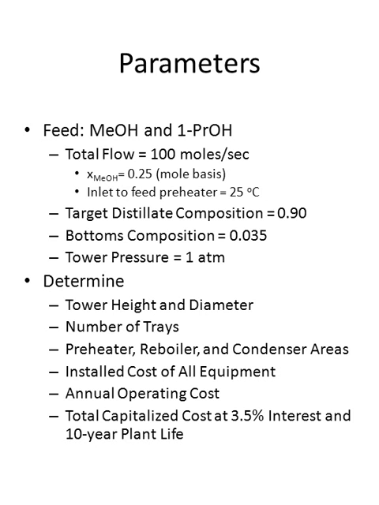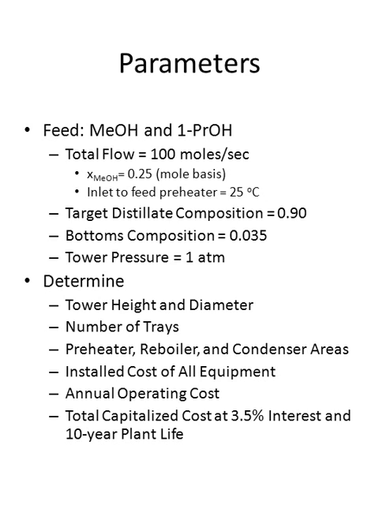We're going to use an example here on the distillation tower where we're going to separate a feed containing methanol and normal propanol. The total feed flow to the distillation column is 100 moles per second. The concentration of the methanol in the feed is a 0.25 mole fraction, and the feed to the preheater is 25 degrees Celsius. Our target distillate composition will be a 0.90 mole fraction of methanol, and the bottoms target is 0.035 mole fraction methanol. And this particular tower is running at 1 atmosphere pressure.